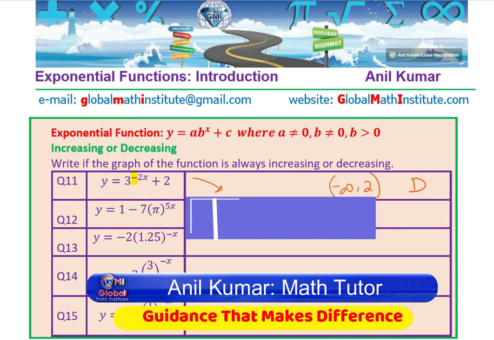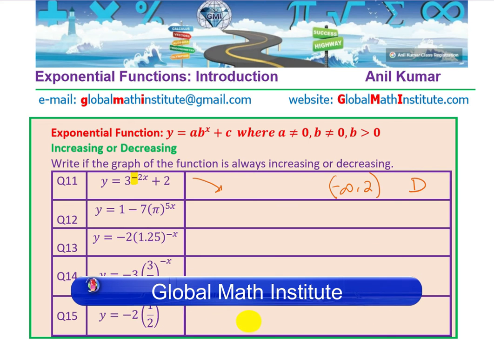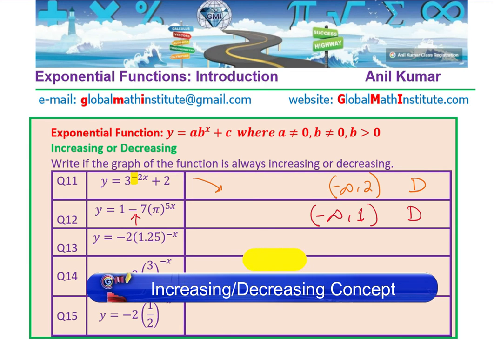The next one here is 1 minus 7 pi. Now, you know, pi is 3.14, greater than 1, right? So it should be increasing. However, that negative reflects it down, right? So from 1, it is reflected down, right? So it will be minus infinity to 1, and this will also be decreasing, correct?